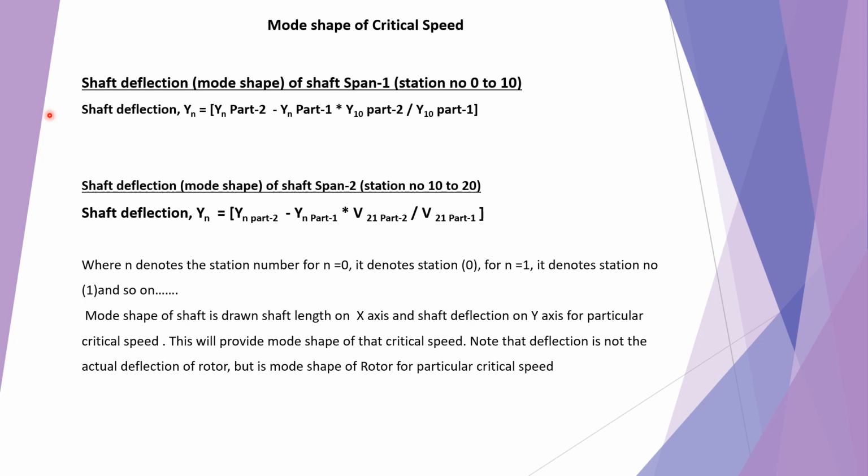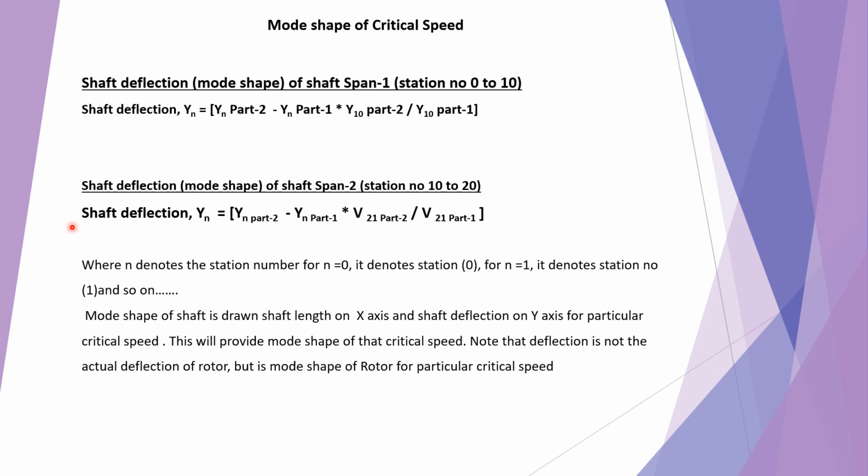Now the mode shape of critical speed. Shaft deflection of span 1, station number 0 to 10: shaft deflection Yn is equal to Yn part 2 minus Yn part 1 into Y10 part 2 upon Y10 part 1. Shaft deflection for station number 10 to 20 for span 2: Yn is equal to Yn part 2 minus Yn part 1 into V21 part 2 upon V21 part 1.